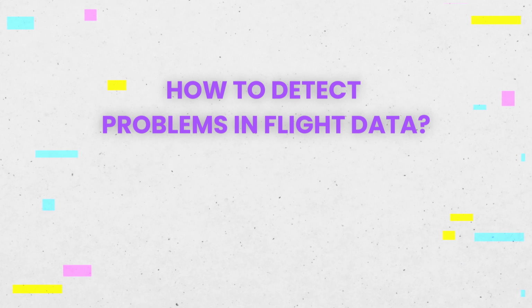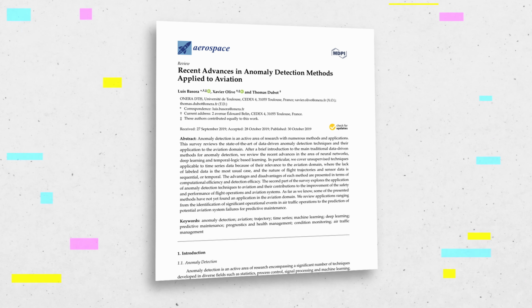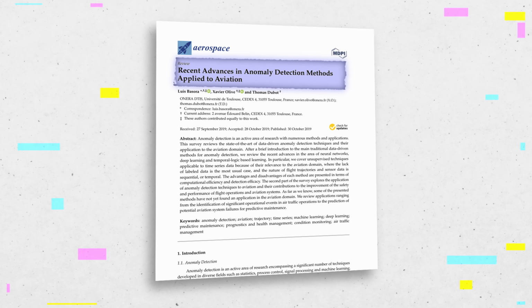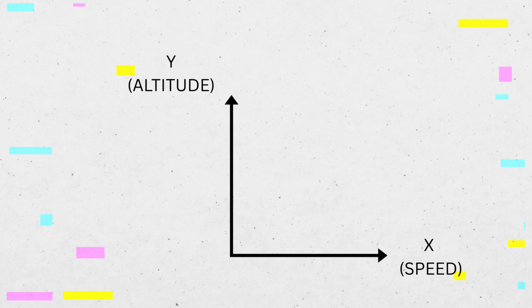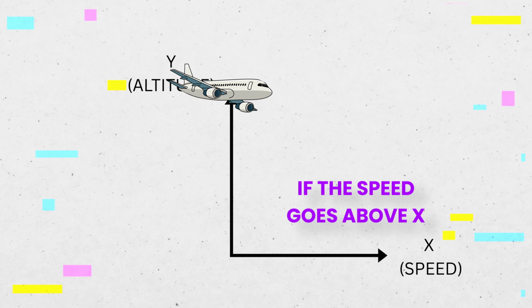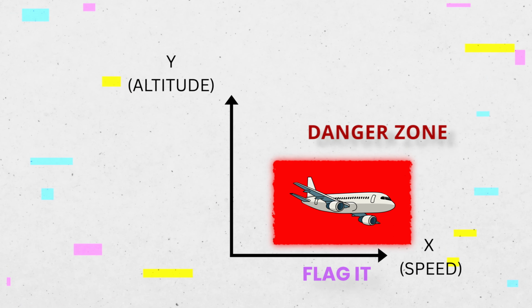So, how do we detect problems in flight data today? What is state of the art? For this, we reference the academic paper from Basora et al. with the title, Recent Advances in Anomaly Detection Methods Applied to Aviation. Traditional methods were simple. Airlines set fixed limits, like if the speed goes above X during landing, flag it. Pretty straightforward, but it only catches problems you already knew existed.